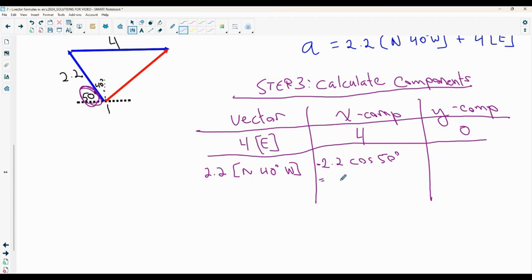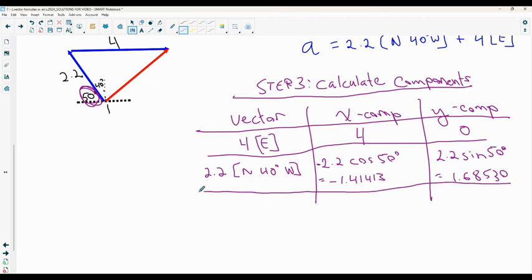And then I got to do a little bit of math, right? I got to work that out. So that's negative 1.41413. Cool. Let's do my other one. It's going up, so it's going to be a positive number. So 2.2 sine 50 degrees. Calculate that out. 1.68530. Okay, did it.